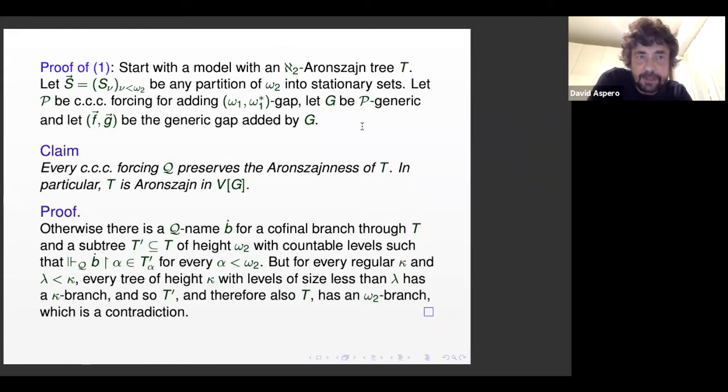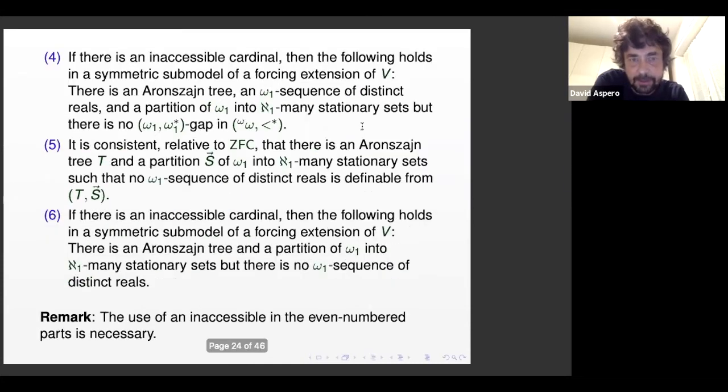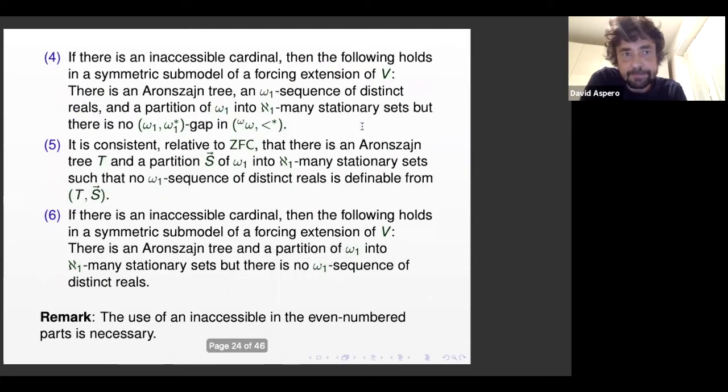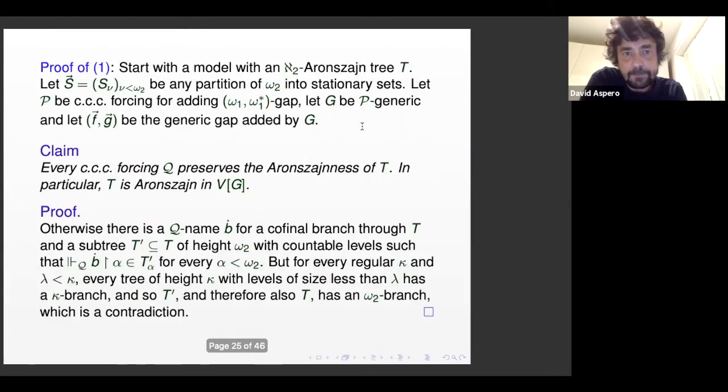Okay, so let me just give the idea for 1 and 2. So 1 is: I want to find a model where there's an Aronszajn tree T and there's a gap and a partition of omega 1 into many stationary sets, but there is no ladder system definable from them.